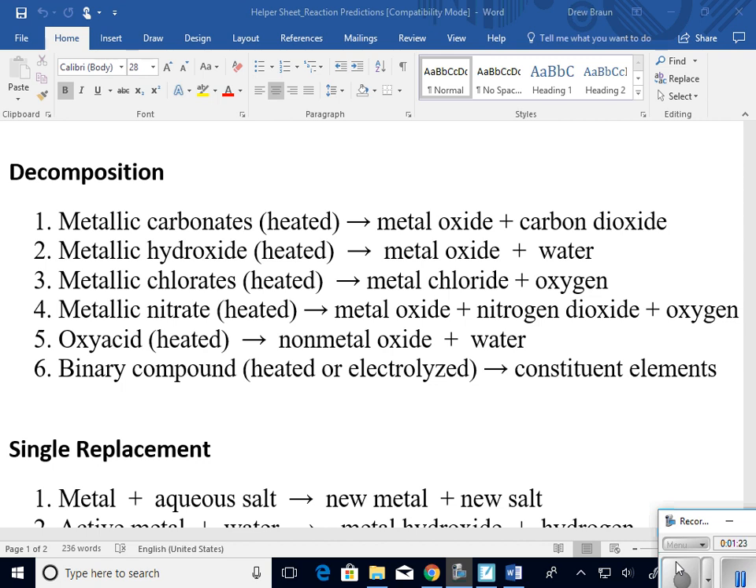So we have metal carbonates, when heated, form a metal oxide and carbon dioxide. So we have a salt and give off a gas. You're going to see some similarities here. All right. A metallic hydroxide heated gives a metal oxide and water.